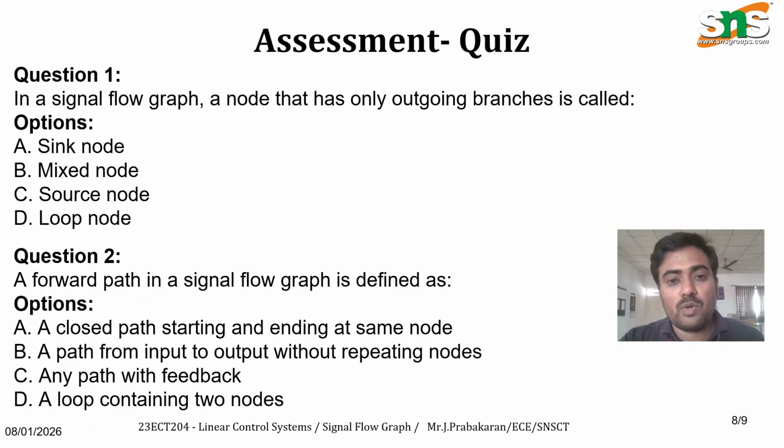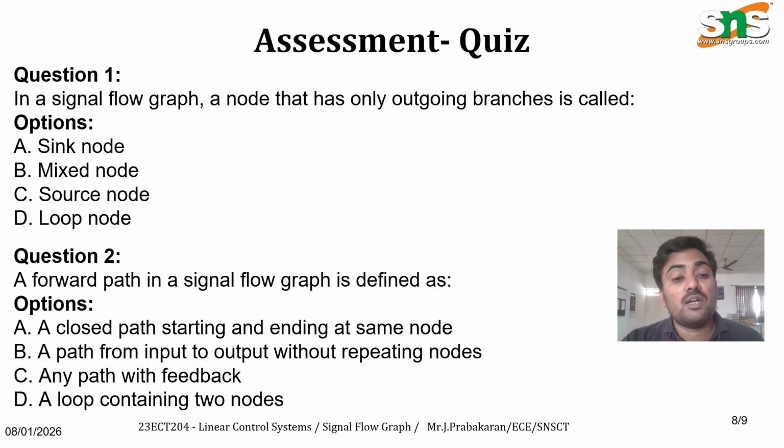Let me check your understanding through the assessment quiz. Here we have two assessment quiz questions. First one: in a signal flow graph, a node that has only outgoing branches is called which one? Option A, option B, option C, or option D. Option C is the correct answer, which is the source node. And we will move to the second question.